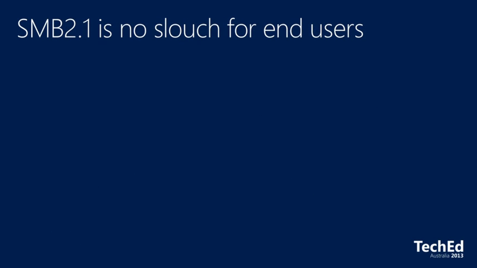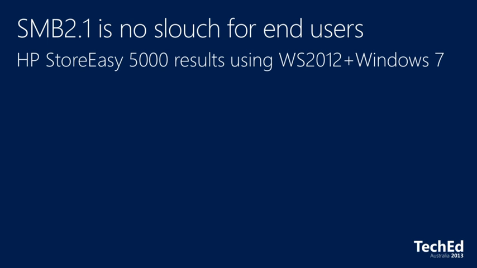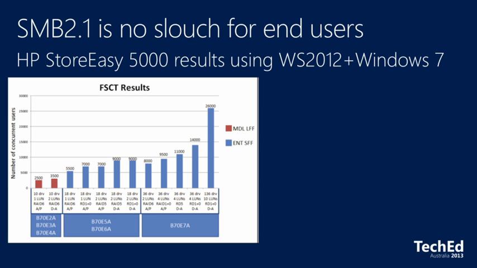And SMB 2.1, its performance and its pieces are nothing to roll your eyes at or hold your nose up against. HP did a great study for us, and they're trying to sell some stuff too. That's fine. Showing how great 2012 and Windows 7 are using their file servers. These are model numbers down here. The StoreEasy and these B70 whatevers are flavors of it.